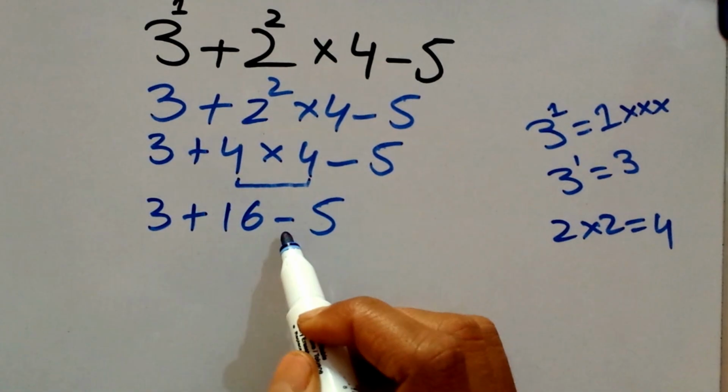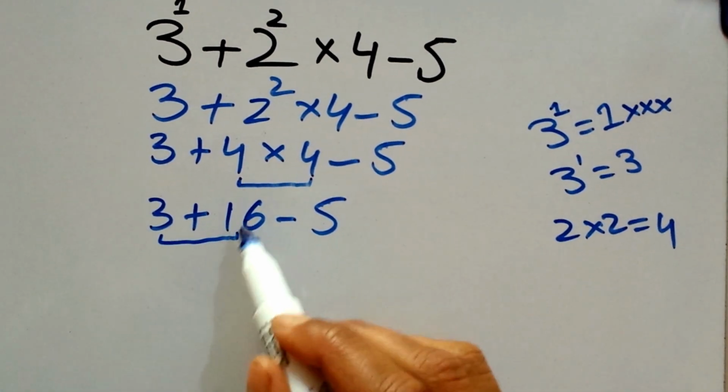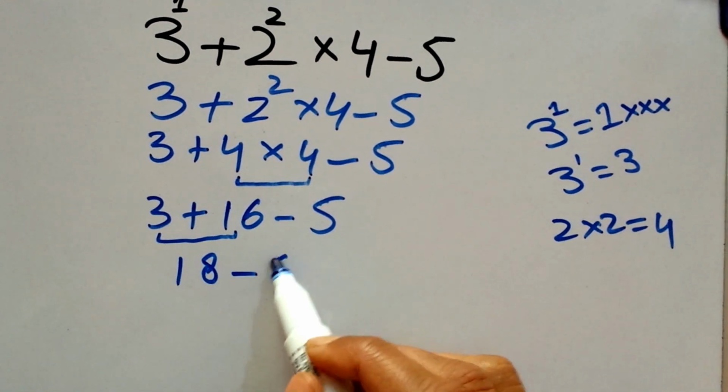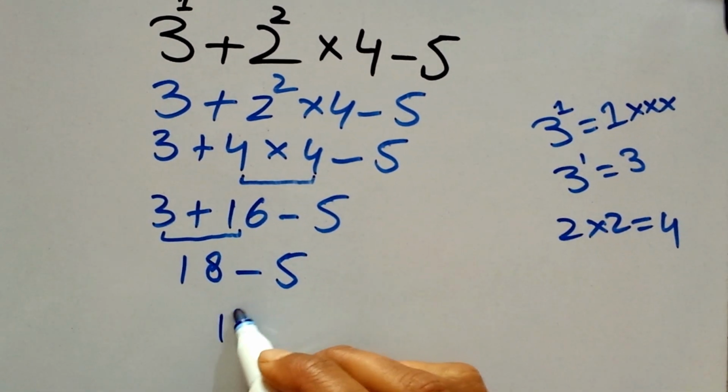Now addition and subtraction from left to right. So 3 plus 16 equals 19 minus 5. Right? Now 19 minus 5 equals 14.